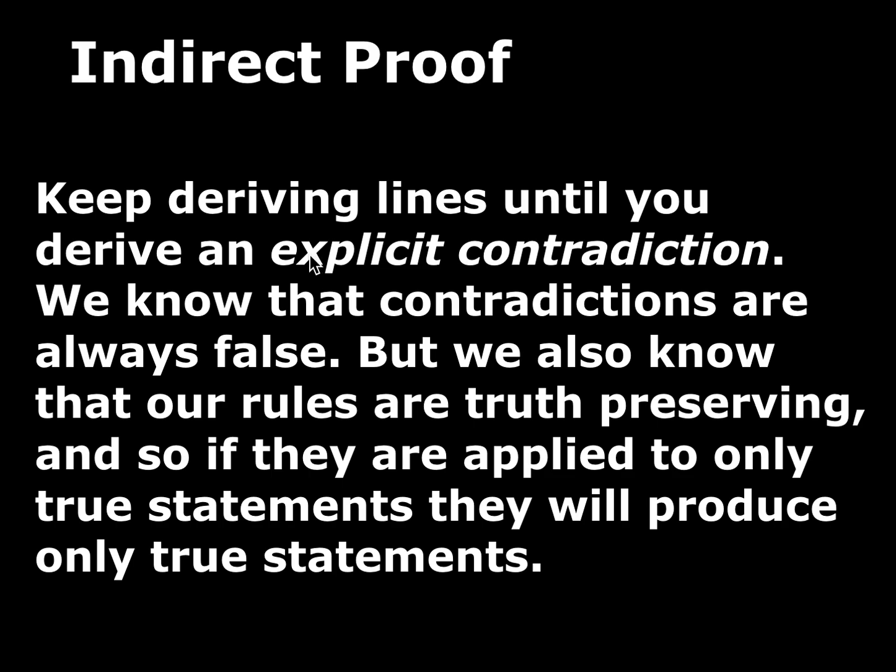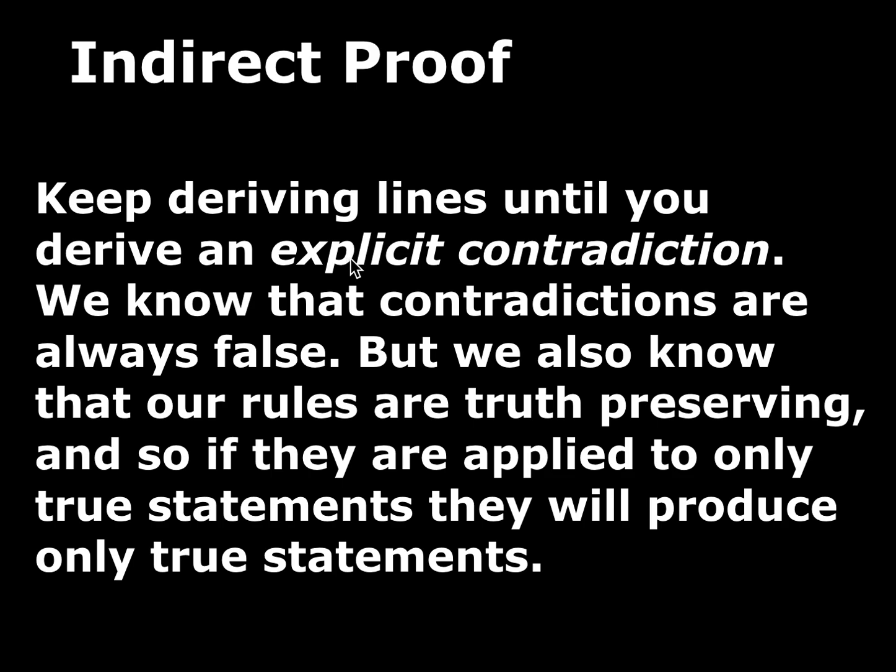Okay? What is an explicit contradiction? It's any statement conjoined to the negation of that same statement. So P and not P. Z and X and not Z and X. Okay? We'll see examples of that coming up.